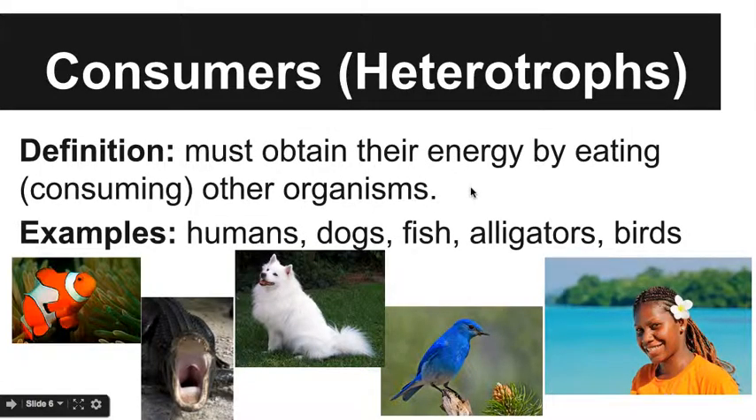So here we have consumers, and that's us. So that's humans, for example. They are heterotrophs. So these are people, or these are animals or other living things that need to get their energy. They must obtain their energy by eating or consuming other organisms. So as people, you know, we can eat plants and we can also eat animals. Dogs, fish, alligators, birds, they all eat something to give them energy. They can't just sit out in the sun and get energy.